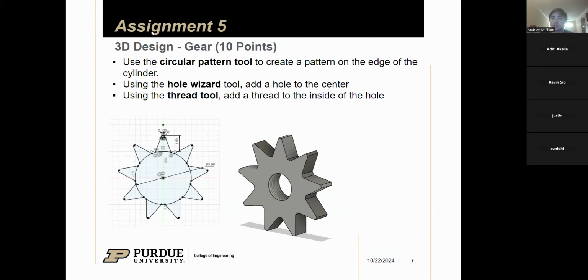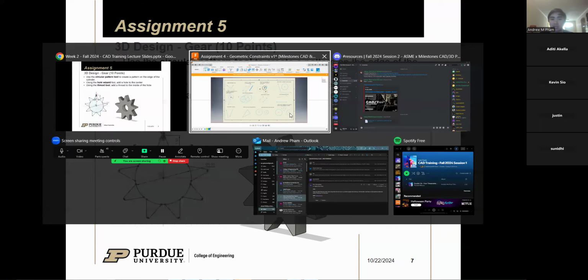Okay. So assignment 5 is we're going to be creating this gear here. Again, there's some dimensions here on the PowerPoint. What you do doesn't have to be exactly the same as this. So if you wanted to make the diameter smaller or larger, it doesn't matter. The most important thing is just learning how to use the tools, right? The main ones we're going to use here are the circular pattern tool and the hole wizard, and that includes the thread tool. Everything else will be stuff that we've previously learned, including geometric constraints. So let's just get started.